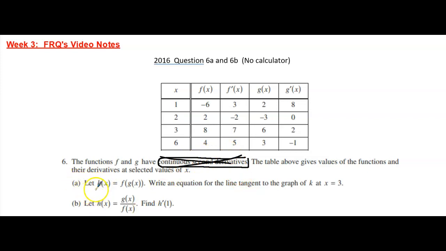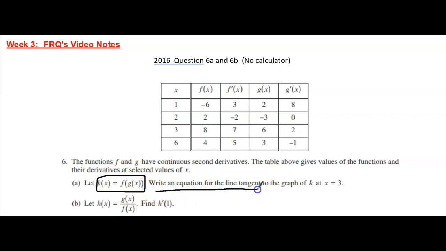Let's start off with part A. Now, this is 2016, 6A and 6B. Once again, no calculator. Keep all those little details in mind. So part A says k is equal to f of g of x. So k is a composite of f and g. Our goal here is to write an equation for the tangent line at x equals 3 for the function k. Okay, so here's k. I want to find the tangent line to this function when x equals 3.